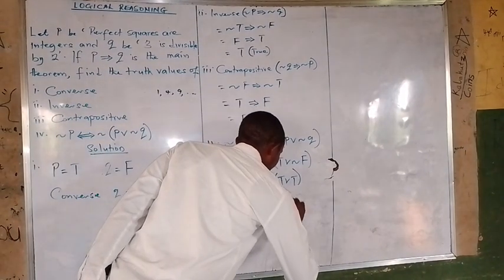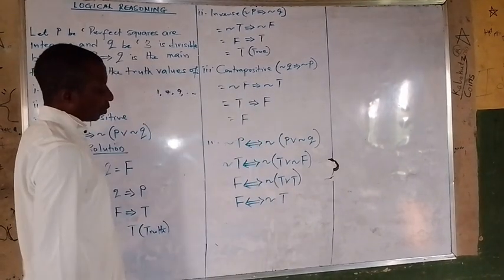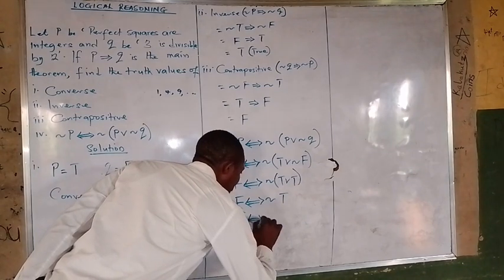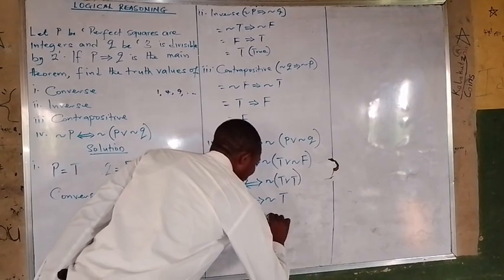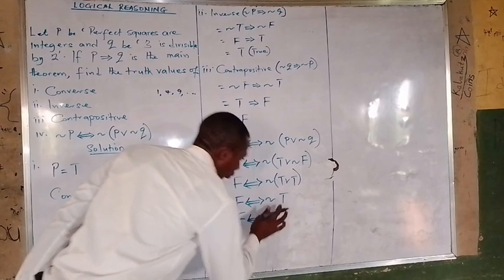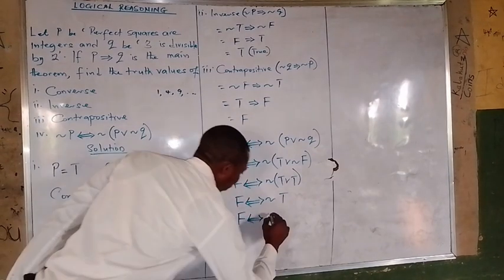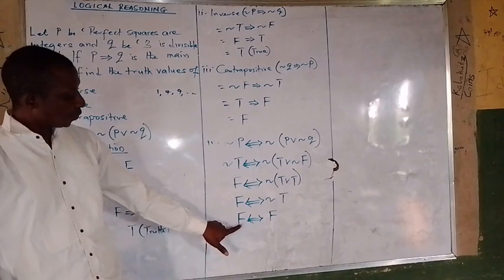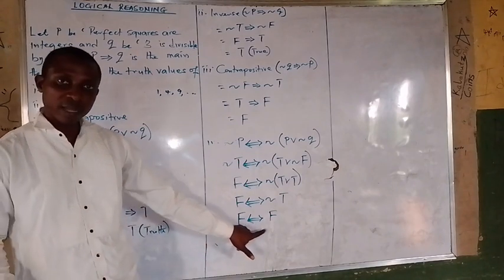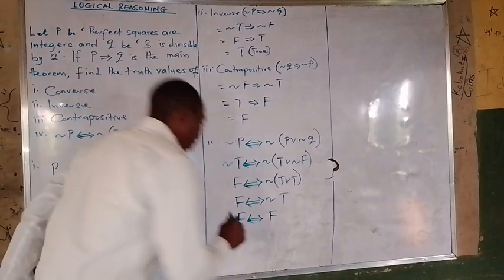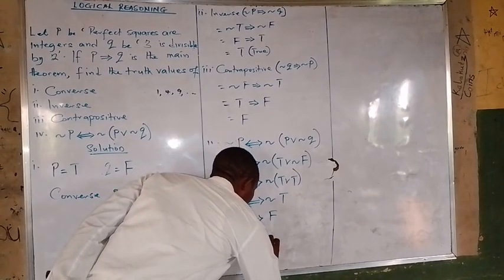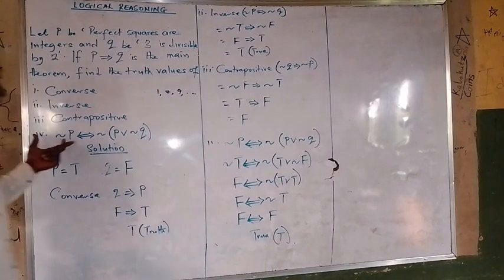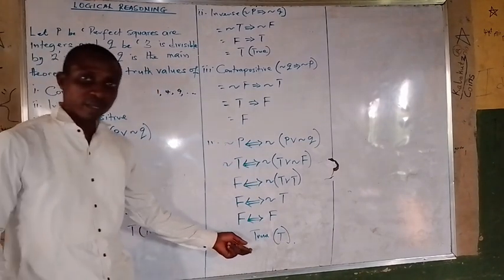Okay, so from here we have false biconditional negation of true. Negation of true is what? It is false. So what we now have here is false biconditional false. And that gives you true. Now, that is the answer to this problem.